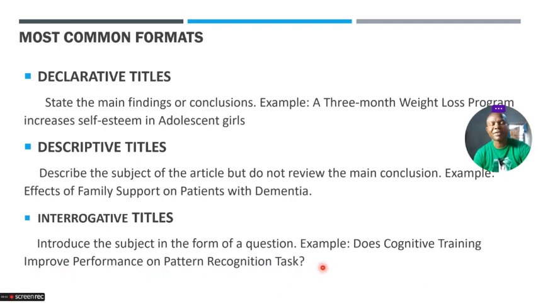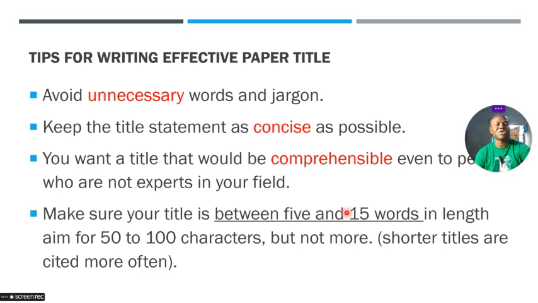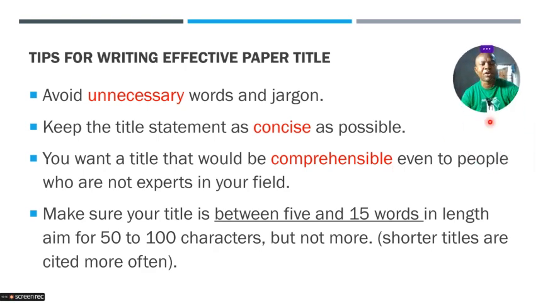So you can have a research title taking different forms, but whichever form your research title is to take, it must contain the essential elements. Now, these are the tips for writing an effective research paper title. Number one, avoid unnecessary words and jargon. The big grammar is not actually necessary, except if they are registered words in that particular field or technical words that, if you remove them, could reduce the focus of that particular research. Number two is to keep the title statement as concise as possible. Number three, you want a title that will be comprehensible even to people outside your area of expertise.